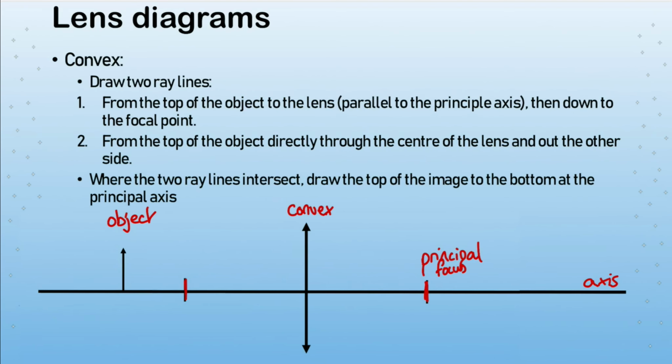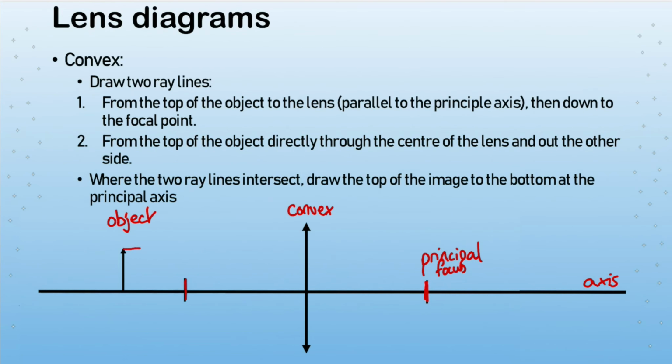So you'll be typically given all of this information, and what you'll need to then do is draw how the object will appear once light has travelled through the lens. And so for a convex lens, you need to draw 2 ray lines. You could draw 3, but you only have to draw 2 to get marks, and this is probably the easiest way to do it. And the first line that you want to draw is from the top of the object, directly parallel to the principal axis, which is in the middle, and then down to the focal point.